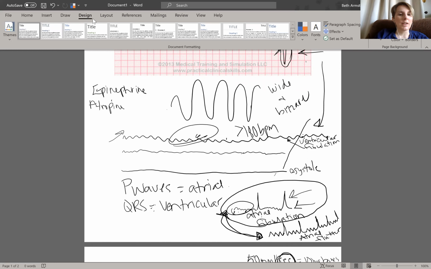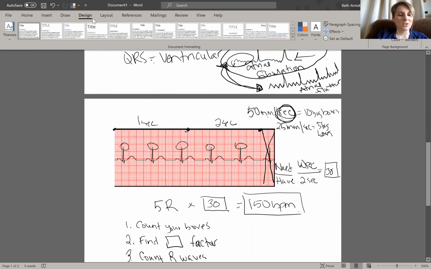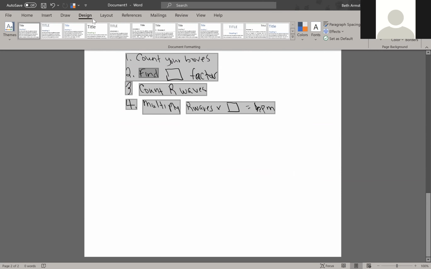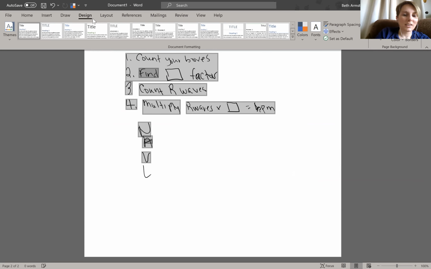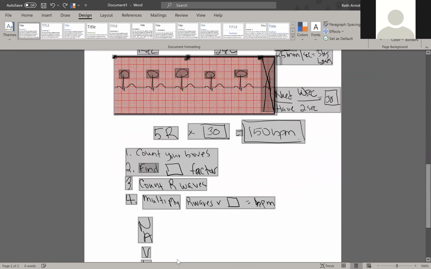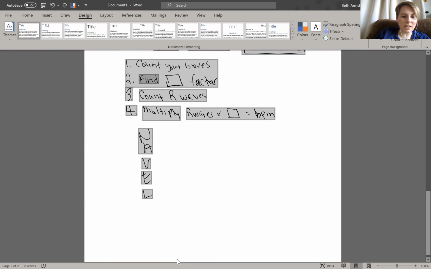And then knowing your drugs that you can give down your endotracheal tube as well. I know we've gone over those. So your NAVEL drugs, right? You guys know: naloxone, atropine, vasopressin, epinephrine, lidocaine. Yep. And epinephrine. Good.